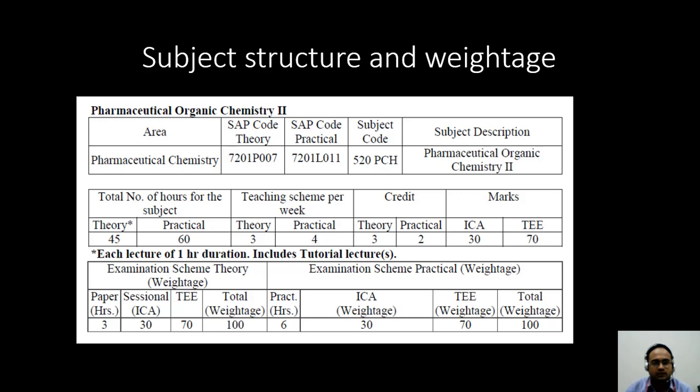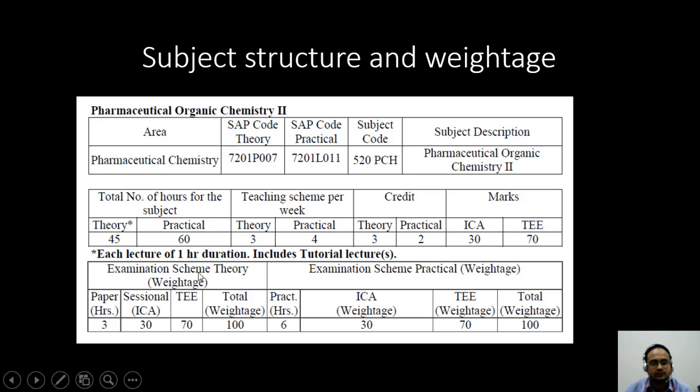In this journey, you will see that the pharmaceutical organic chemistry 2 subject is structured like shown here. These are the specific areas under which it comes. These are the typical SAP codes that you may need sometime down the line. But more important for us is that the hours in the lectures are totally divided into 45 theory classes, and a total of 60 hours of practicals you will spend.